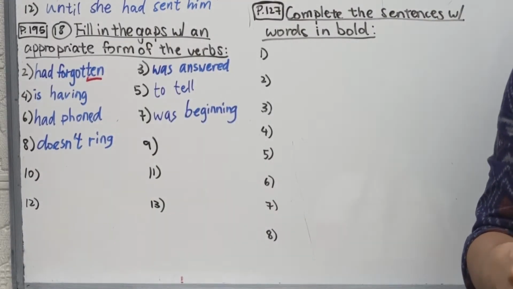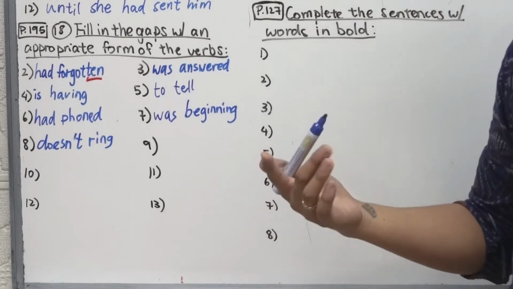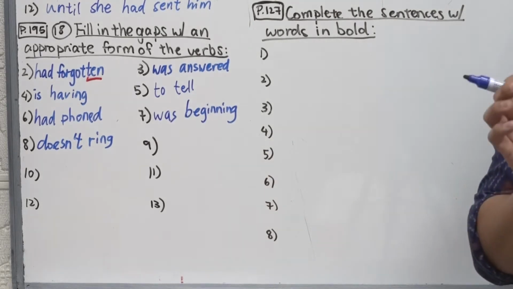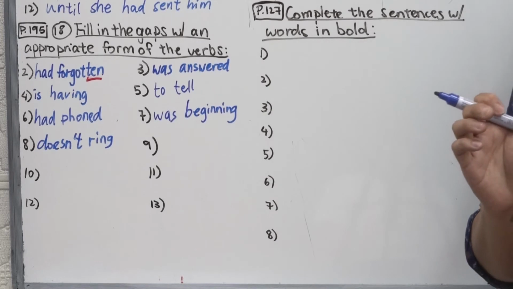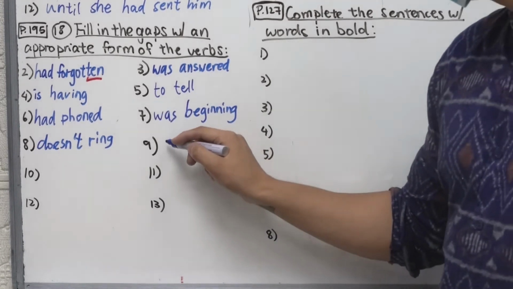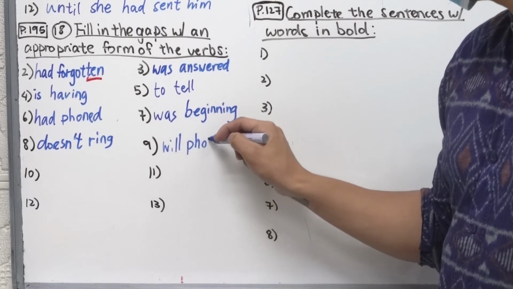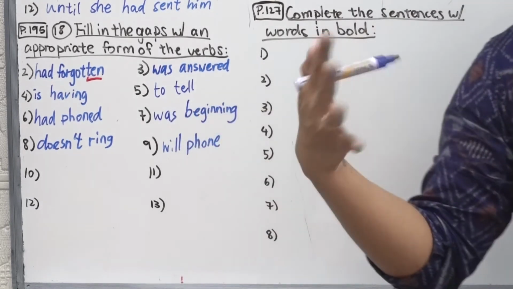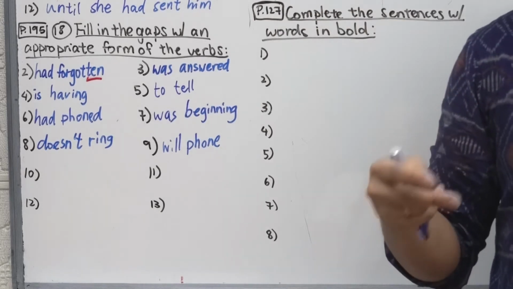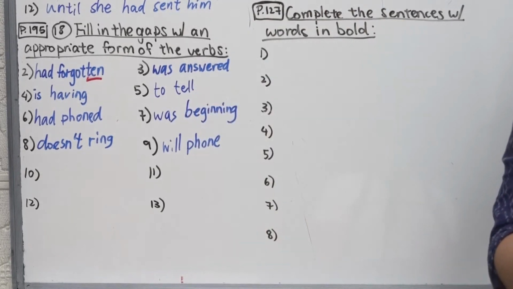"I will phone him again," okay? Or "I am going to phone him again." In this case, we don't have enough space for that, right? So we can write down, "I will phone him again." Or we can also use the present continuous to talk about the future things that we plan to do. "I am going to phone him again."